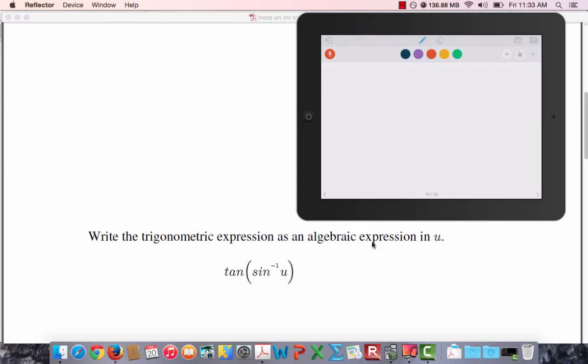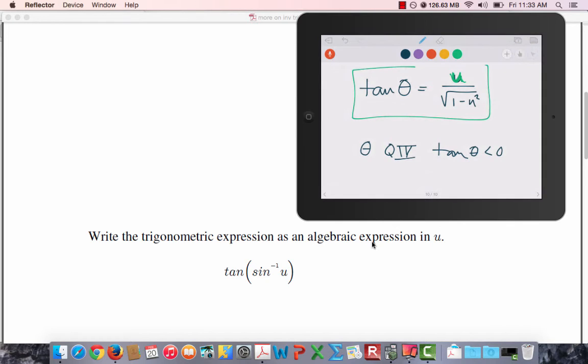Well, what did we determine was the value of our tangent? We came up with the formula that the tangent of that angle was u over the square root of 1 minus u squared. Well, if theta is in quadrant 4, then the tangent should be negative. And our equation that we have established for tangent has the value of u in the numerator of our fraction, which is a negative quantity in the fourth quadrant.